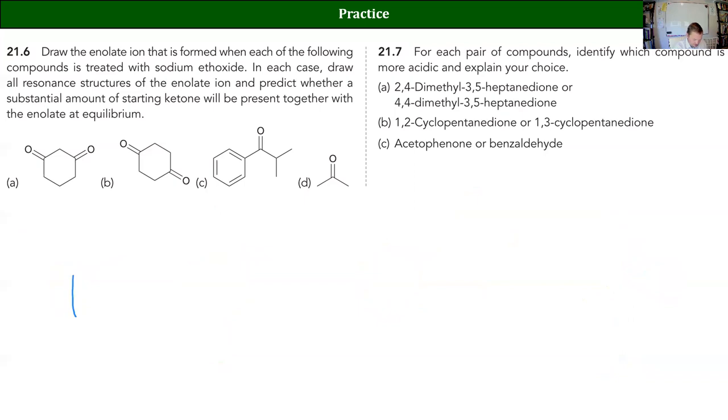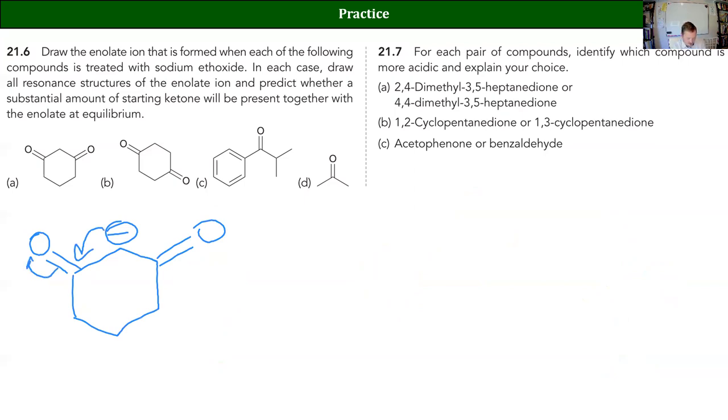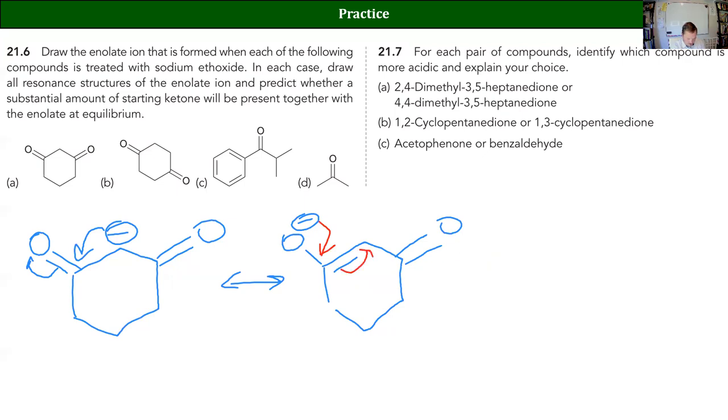And for the beta diketones, there are multiple possible resonance structures. So if I redraw the first version, you can have that extra pair of electrons move over to the left-hand oxygen, which gives you a resonance structure that looks like this. Or it could move the other direction.